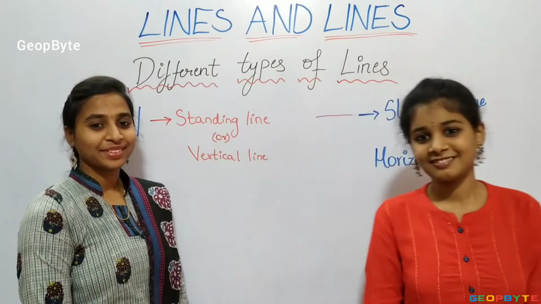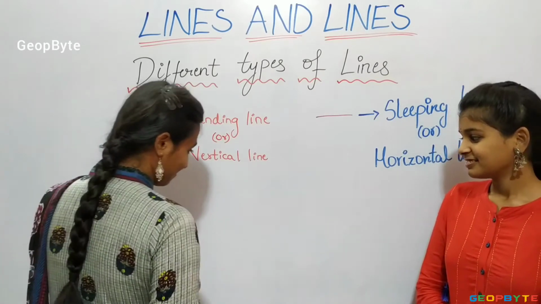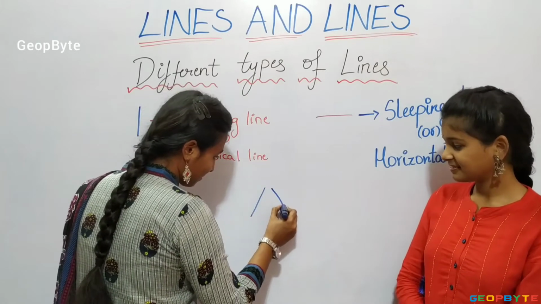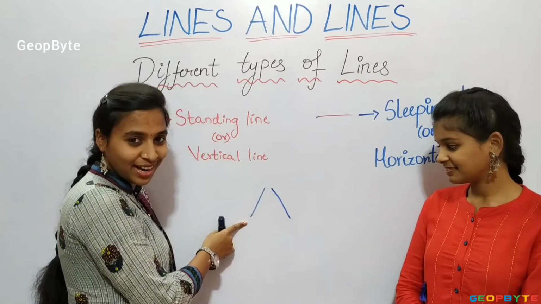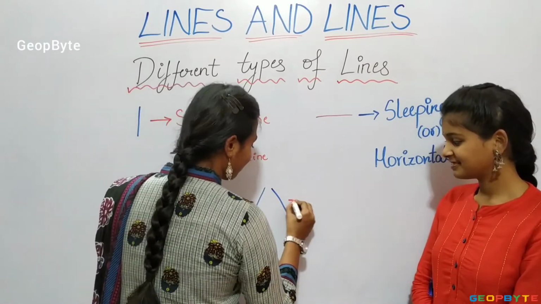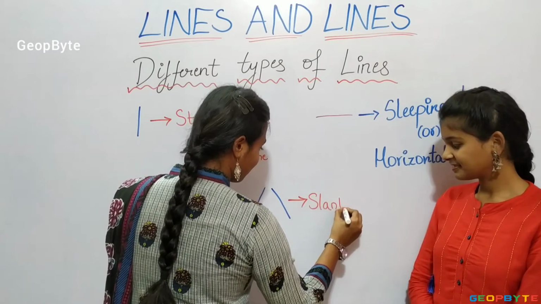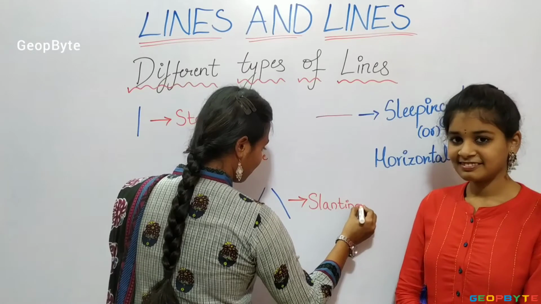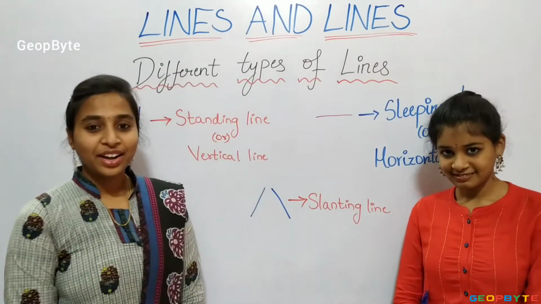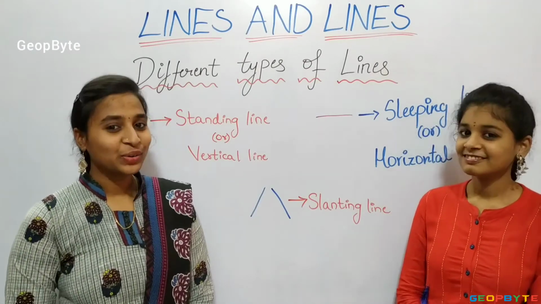horizontal line. Now, let us see slanting lines. This is a slanting line and this is also a slanting line. Now, let us draw different types of lines using ruler.